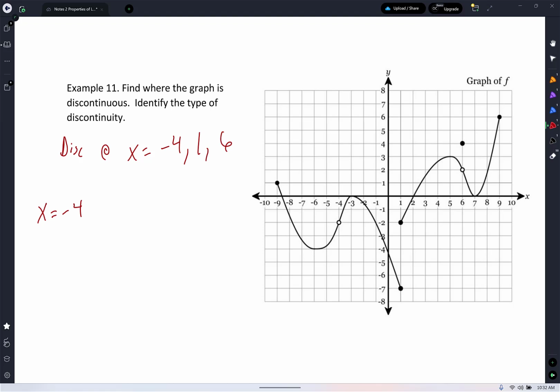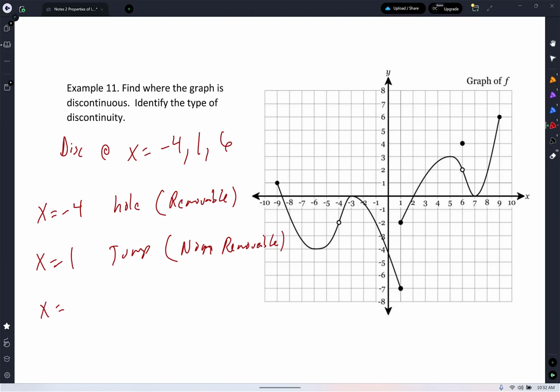Thank you. Okay. X equals -4. That is a hole. And a hole is what type of discontinuity? Removable. All right. And then what about at 1? It's a jump. And what type of discontinuity is that? Non-removable. Sorry that my handwriting is messy. What's the next one? 6. And what type of discontinuity is that? It's a hole, and that is removable.